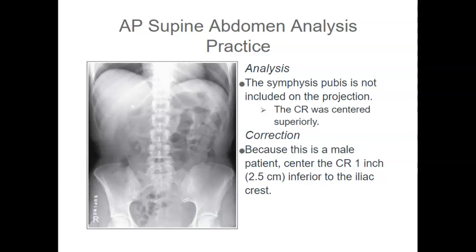In our first practice analysis, we can see this is an AP projection supine of the abdomen, and we can see that the pubic symphysis is clipped here. Therefore, you have an option of obtaining a single bladder shot, or you can repeat the projection and make sure your central ray is at the iliac crest.